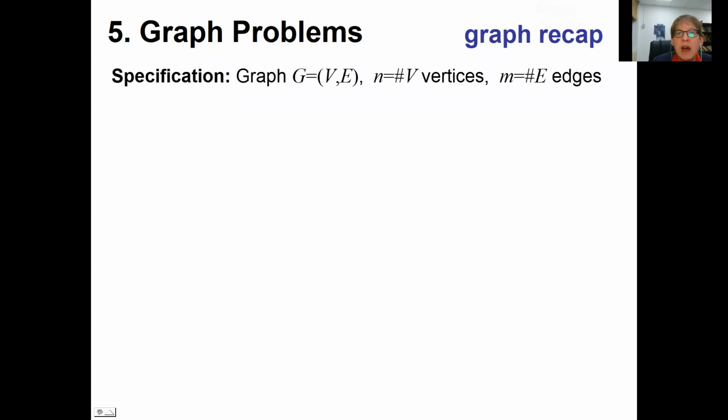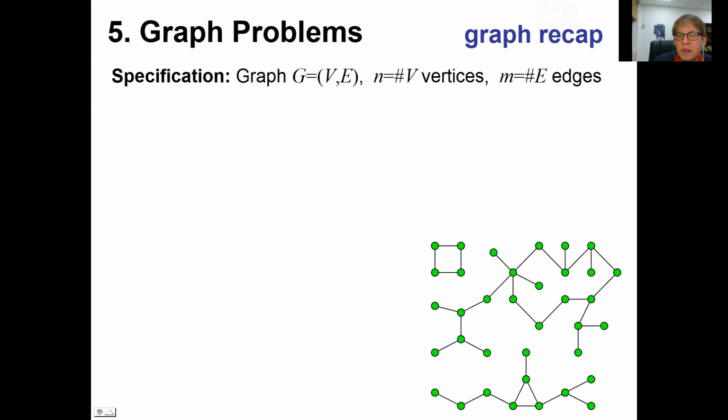So a graph consists of vertices and edges between vertices. And we usually denote with n the number of vertices and with m the number of edges. And here you see some example graph. It has many nodes, vertices, and it has many edges. And this graph, as you can see, for example, is disconnected.